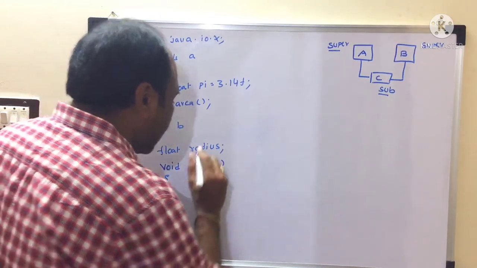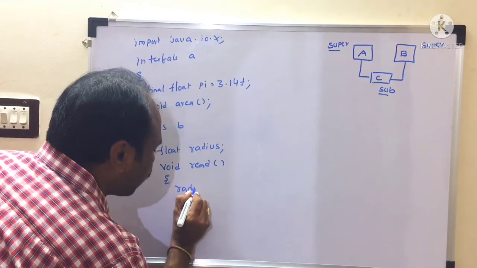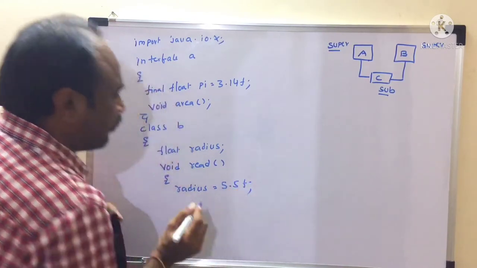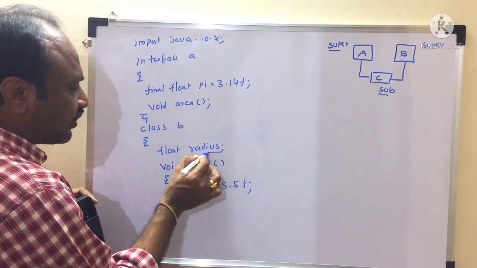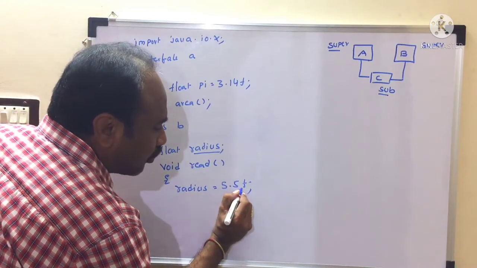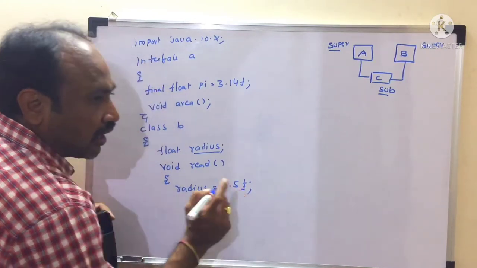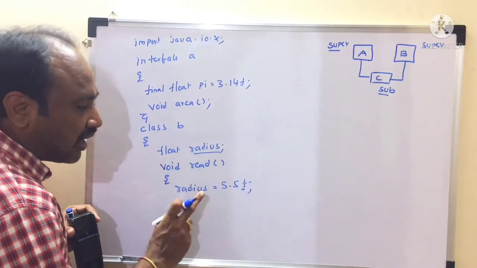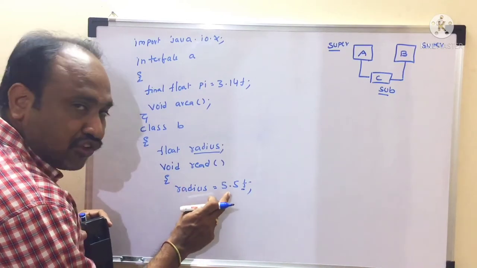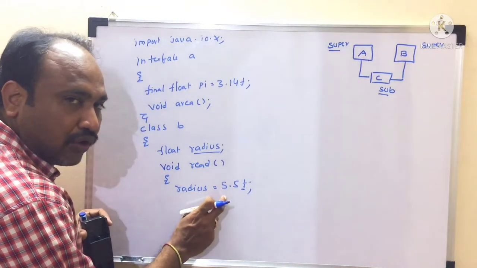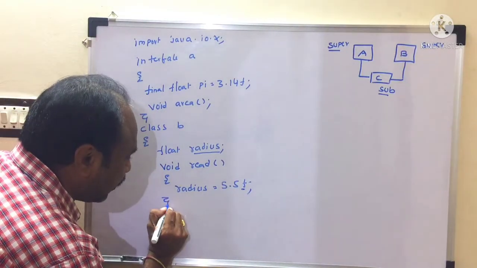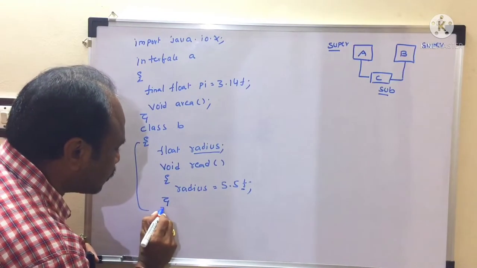I am taking radius equal to 5.5f. See, already I declared radius as a float value. When you are going to work with float values, we have to use capital F or small f. Otherwise, by default the Java language will treat these float values as double values. To restrict these values as float values, we have to use capital F or small f at the end of the value. Then the method is closed, and the last brace is closed.